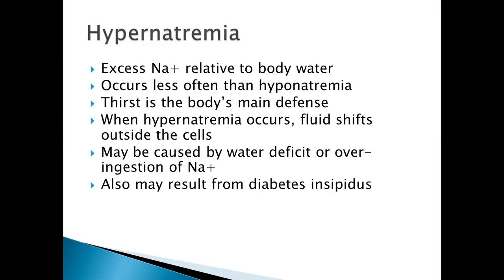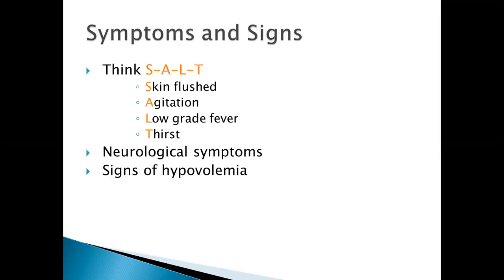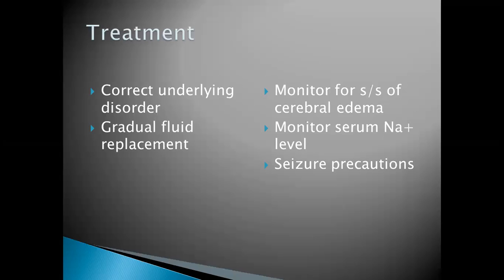If there is hypernatremia, there is excess sodium relative to body water, so it is less seen than hyponatremia. Thirst is the body's main defense. So when hypernatremia occurs, fluid shifts outside the cells. It may be caused by water deficit or overingestion of sodium, and may also result from diabetes insipidus. Symptoms and signs: skin will be flushed, agitated patient, low grade fever and thirst may be seen. There will be neurological symptoms and signs of hypovolemia as well.